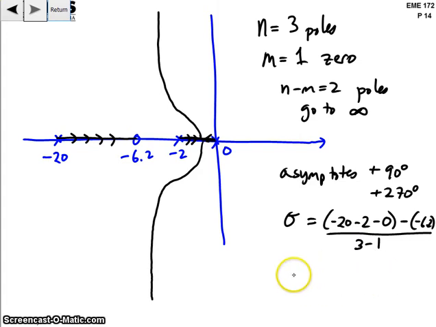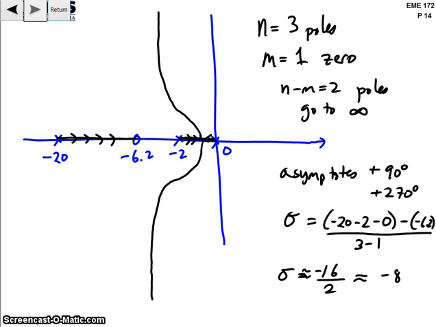So when I do this calculation, I have the location of the asymptotes at minus 22 minus minus 6.2 divided by 2, so that's about 16. I'm going to write it as more or less 16 over 2, so it's about at minus 8. I think that's right, isn't it? Minus 22 minus, if this was minus 6, it would be exactly right. Okay, so it's at about minus 8.